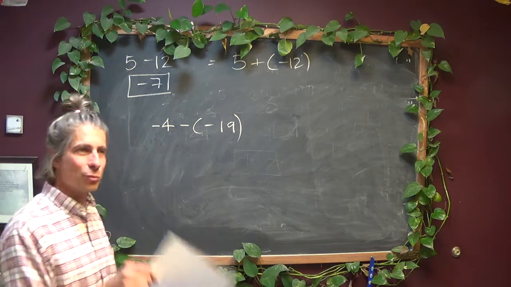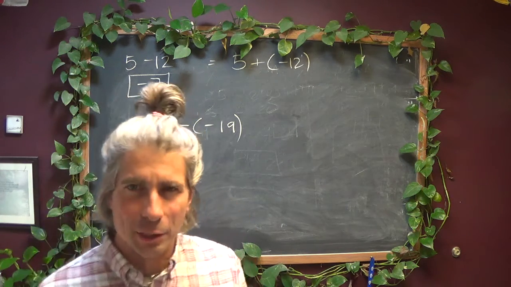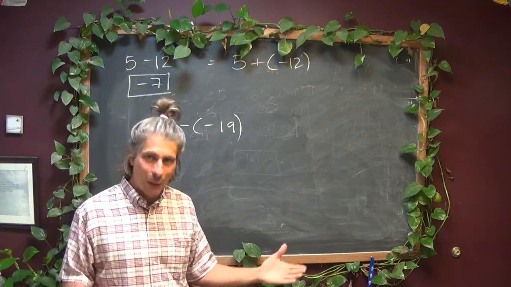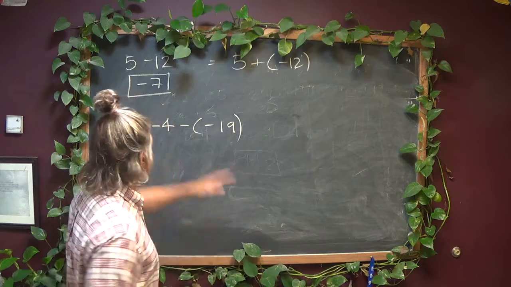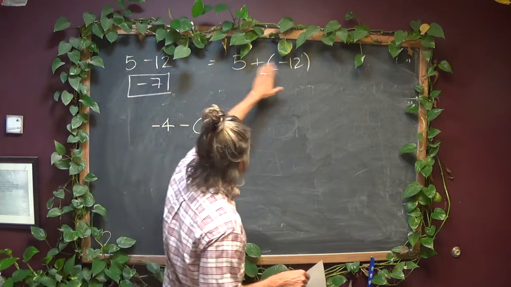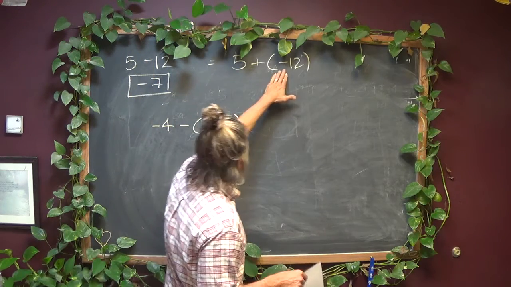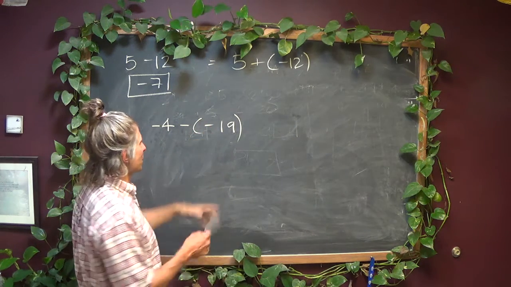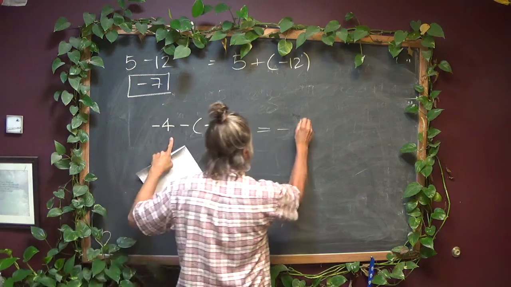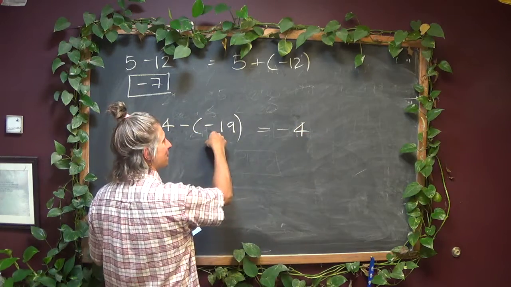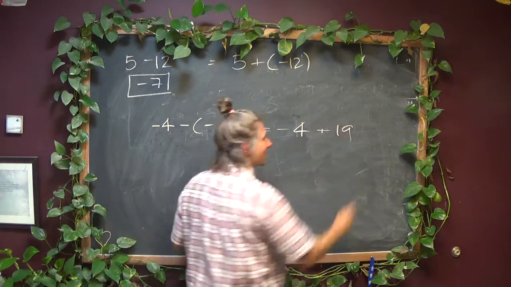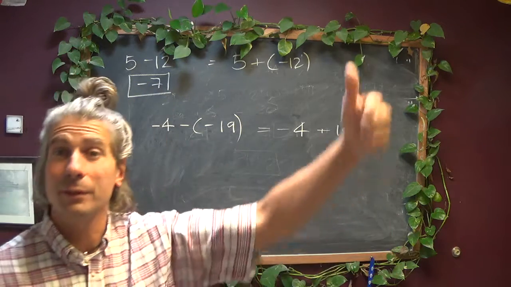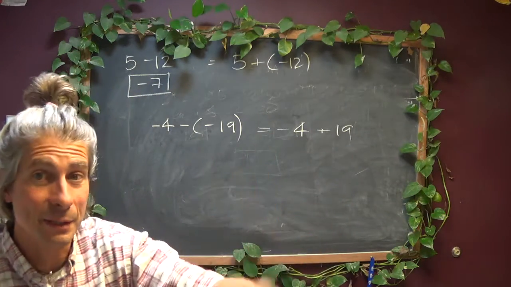So to subtract a negative, remember what subtraction is. To subtract is to add the opposite, right? To subtract is to add the opposite. So in other words, subtracting negative 19 is the same as adding 19. Add the opposite of negative 19. The opposite of negative 19 is positive 19.